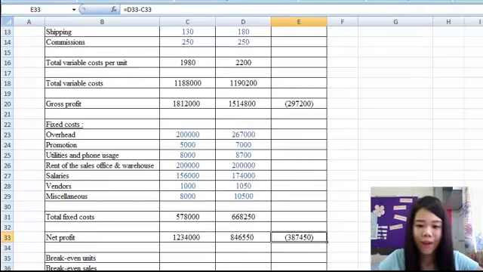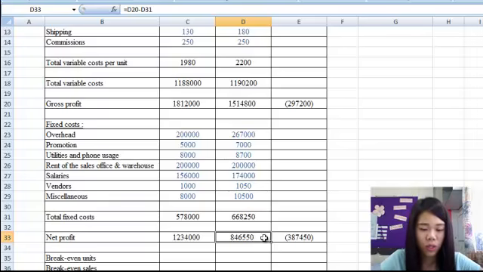United wishes to know whether they made a profit or loss for 2008. So we can see here the net profit for actual is 846,550. So although United didn't meet the targeted net profit of 1.2 million, they still made a net profit for 2008.